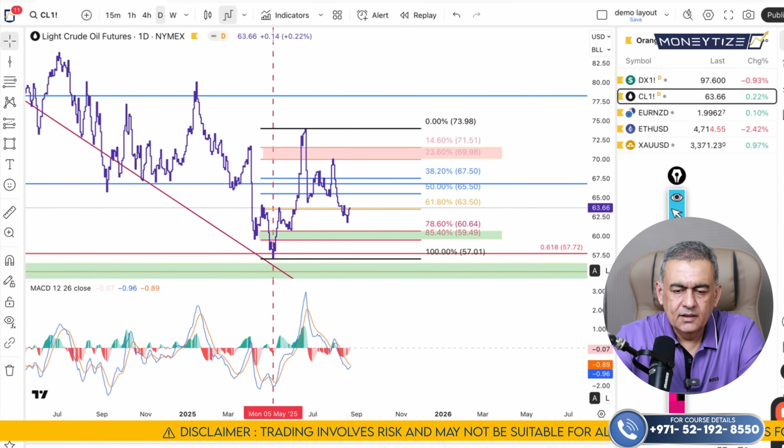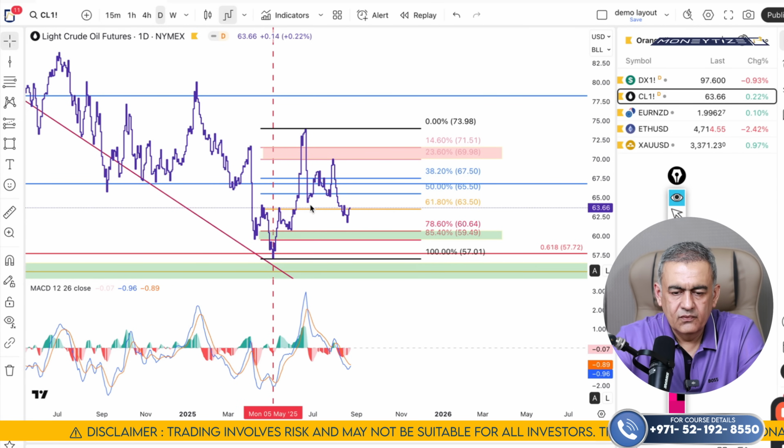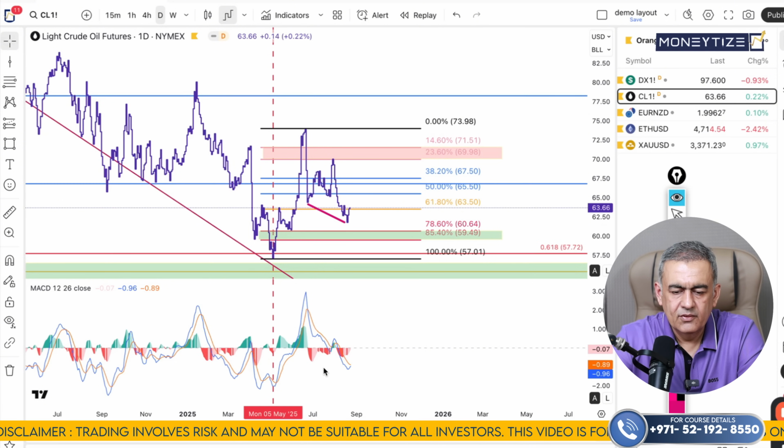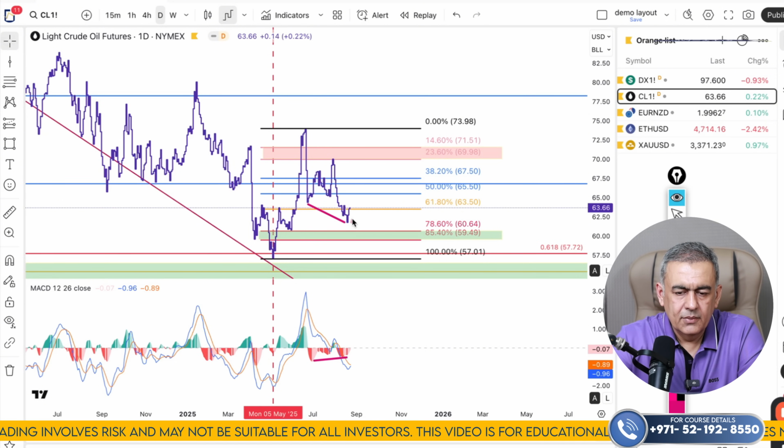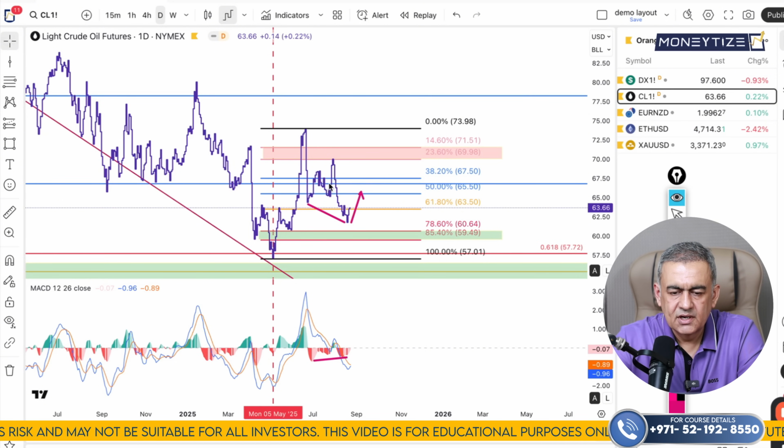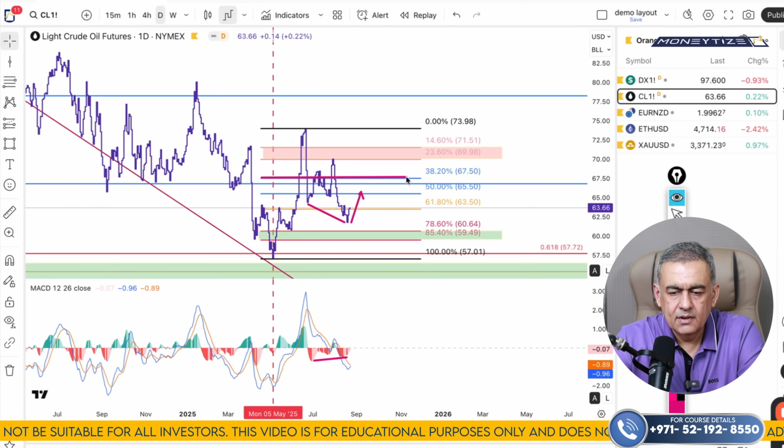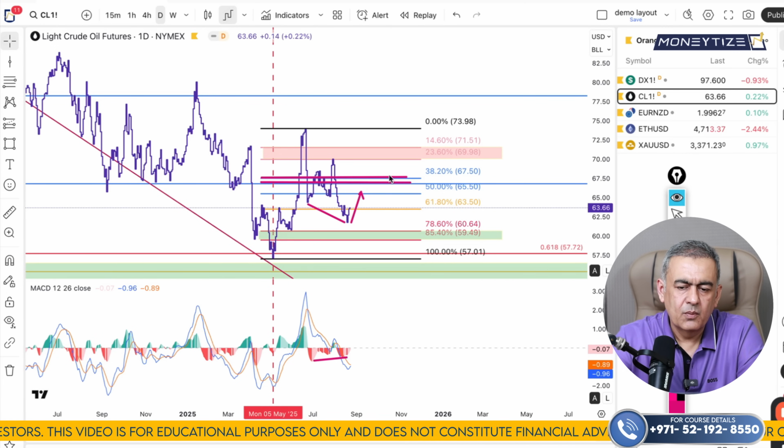So I'm anticipating that sellers are done because of loss of momentum here. I could see divergence building up and buyers can regain the control, and the first target would be the magnet area here. So we have two fib lines coming together and forming magnet.